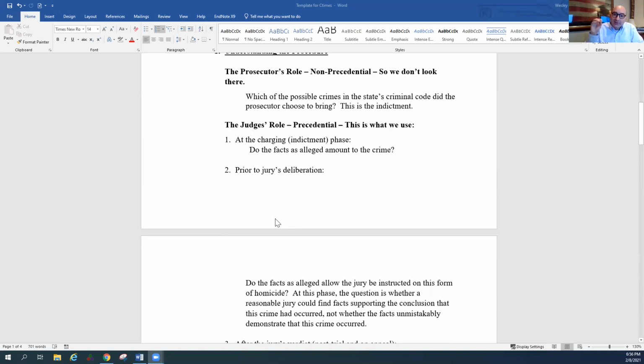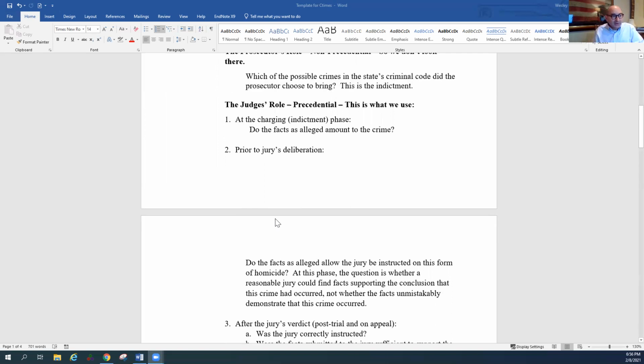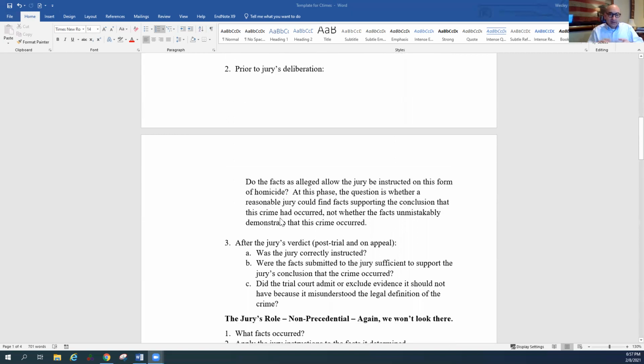Now, once we have that, there are things that judges then do that are helpful to us. The judge will determine, as the trial is being conducted, what evidence is admissible. And the judge will do that by determining what the elements of the crime are and the definition of those elements. So certain evidence during the trial that gets admitted may turn on the judge's definition of the crime itself.